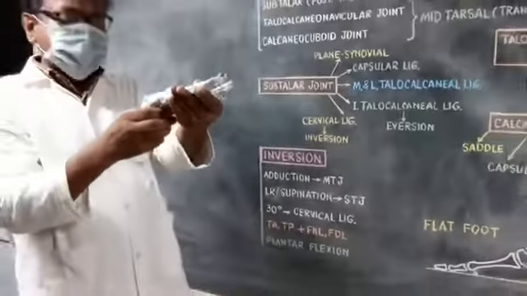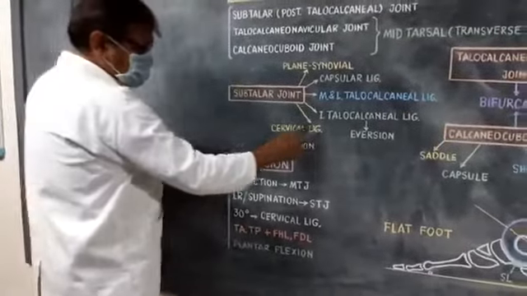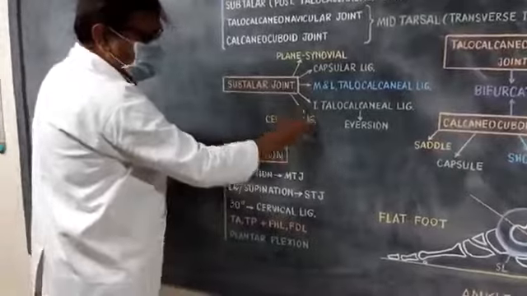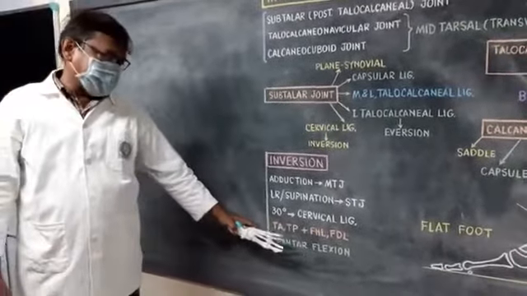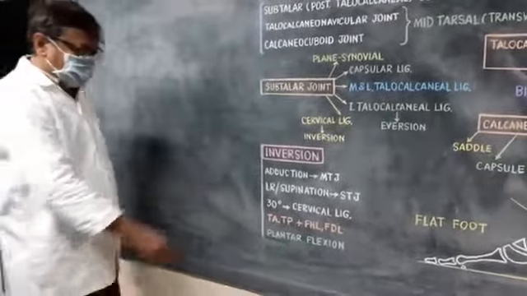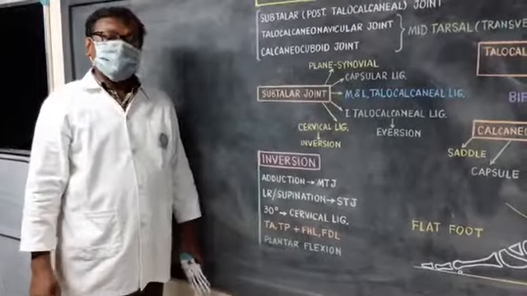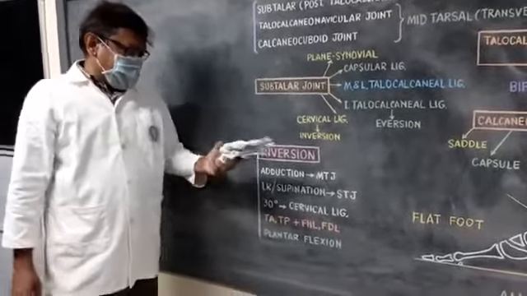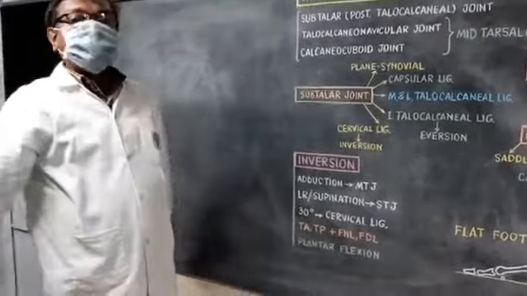The range of movement is 30 degrees, and during inversion this cervical ligament becomes taut. Tibialis anterior and tibialis posterior are principal muscles of inversion, whereas flexor hallucis longus and flexor digitorum longus are accessory muscles. This inversion is associated with the plantar flexion at ankle joint.